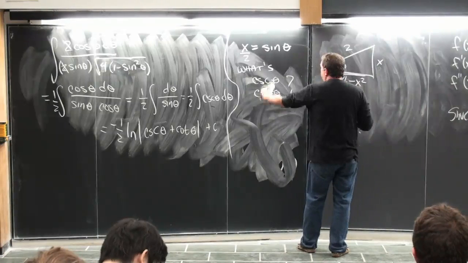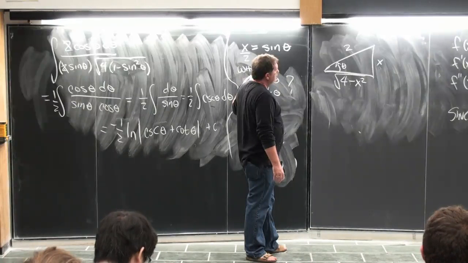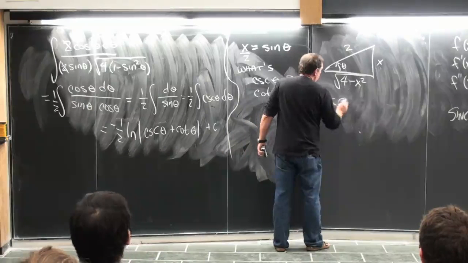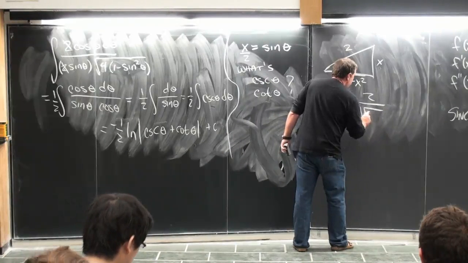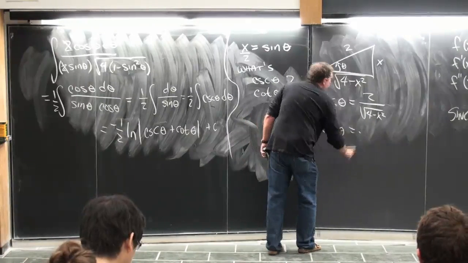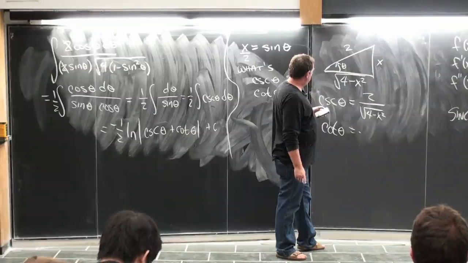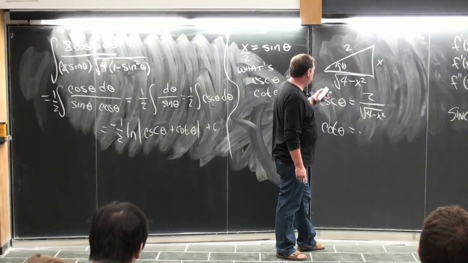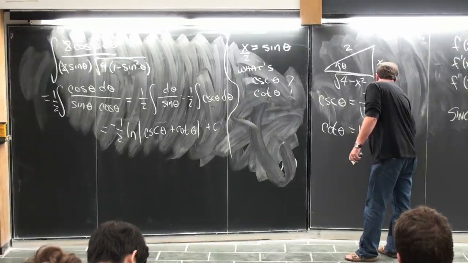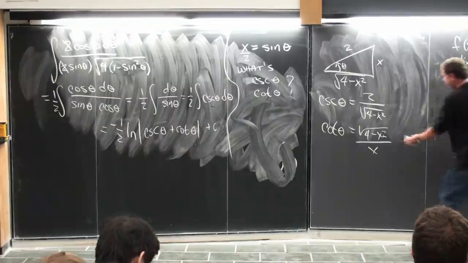Okay, so now we can read off from this what the cosecant is. The cosecant is 1 over the cosine, which means it's this over this. And the cotangent is this over this. Really? Sine over cosine, cosine over sine, right? Yeah. So it's that. Right? I believe so.